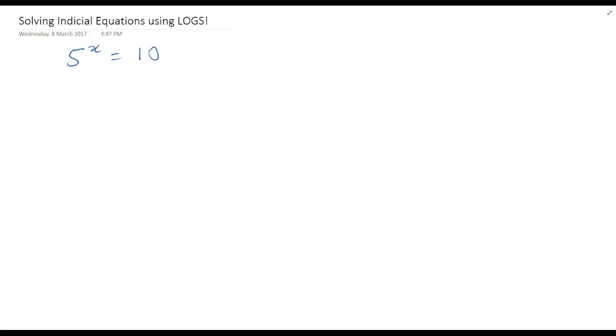Okay, what you've all been waiting for, I know. We're now going to look at solving these equations using logs as well. There's no way for me to write 10 as 5 to the power of something, so this one looks pretty hard to solve. So let's bring in logs and see how logs can help us solve equations like this.